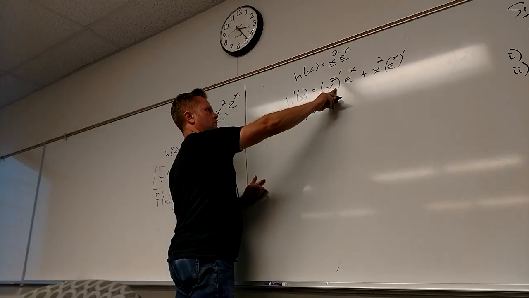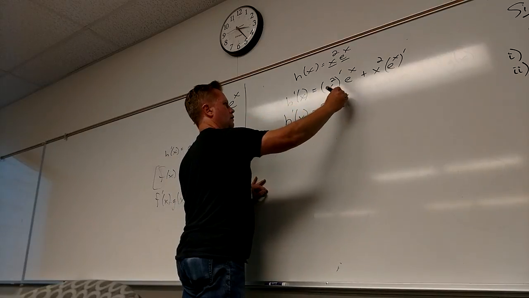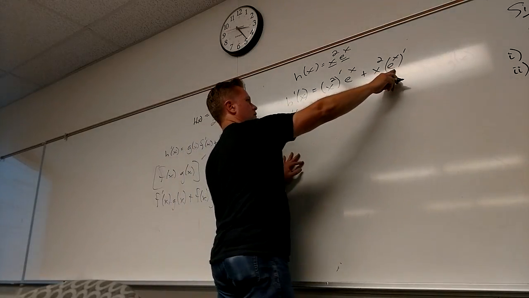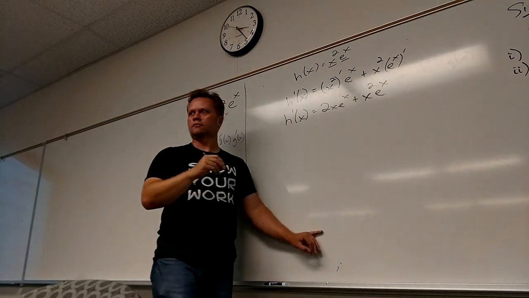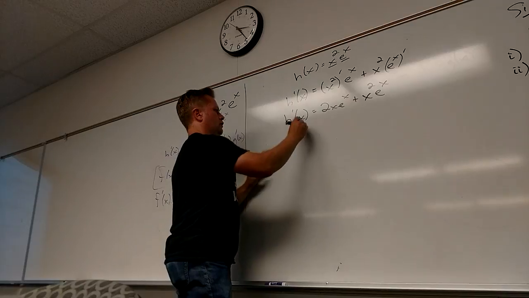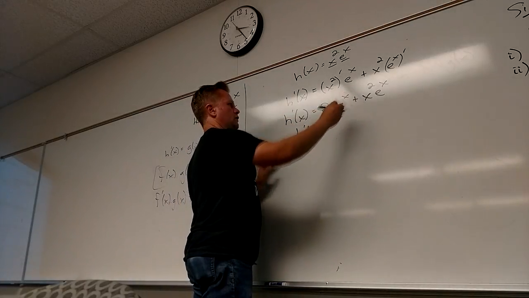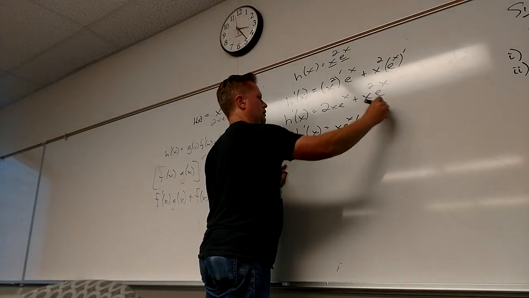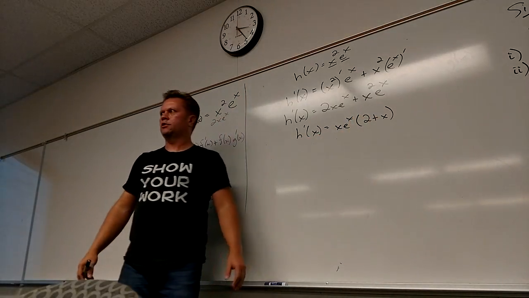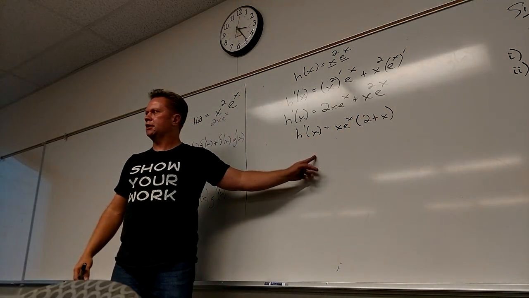What's this? And of course this is e to the x. That kicks ass. So then I could even, if I wanted to, factor this thing out, right? x e to the x, 2 plus x. So where does this guy have horizontal tangent lines?